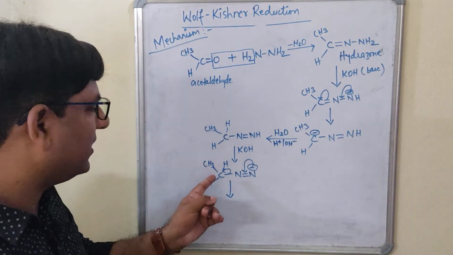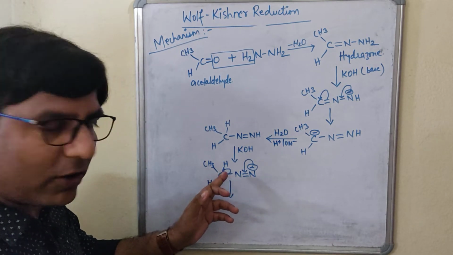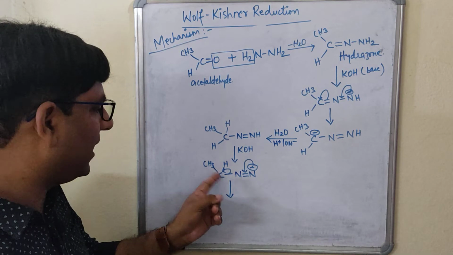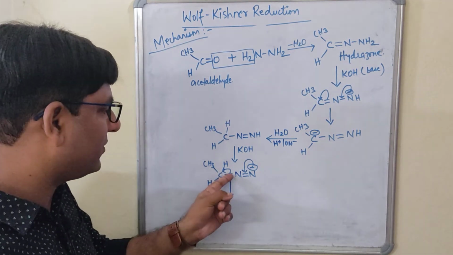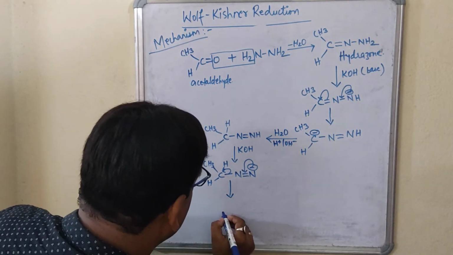This bond will break on this carbon. Now this is not there. Now the bond has been broken. Only one bond was there, so it has broken on this carbon, which means both the electrons of this bond have come to this carbon atom. Clear? So what will happen?